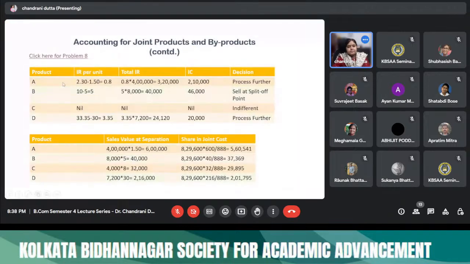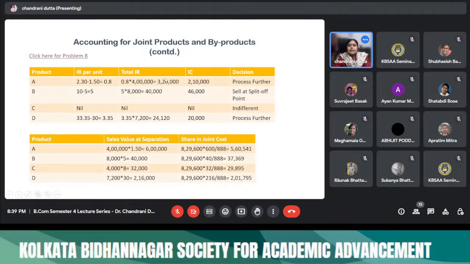Okay. So see A, B, C, and D. Incremental revenue per unit: 2.3 minus 1.5 gives 0.8. For C, it's nil. And for D, it is 3.35. Okay. So total incremental revenue now. Just now I had already mentioned when I was discussing the problem. So 0.8 into 4 lakh, 3 lakh 20,000 rupees. 5 into 8,000, 40,000 rupees. 3.35 into 7,200 liters, 24,120. So these are the incremental revenue. For C, it's nil. Okay. Now incremental cost: 2 lakh 10,000, 46,000 and 20,000. For C, it's nil.